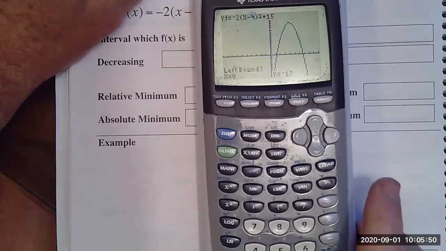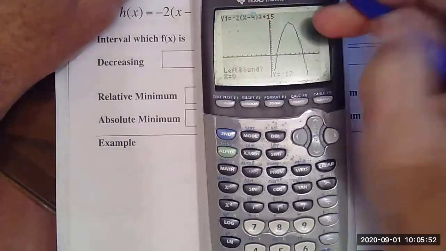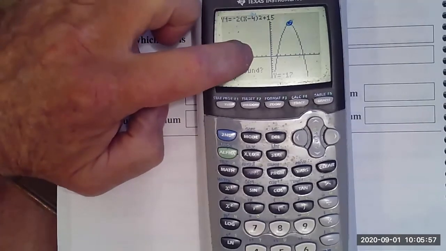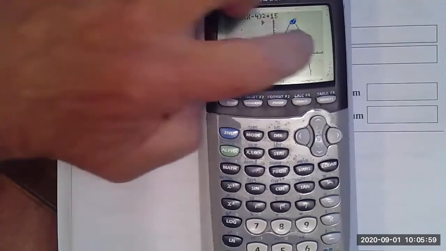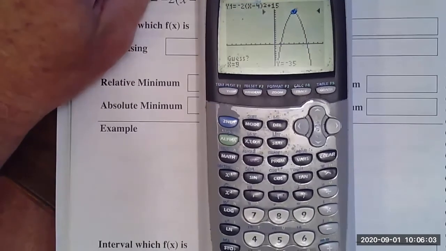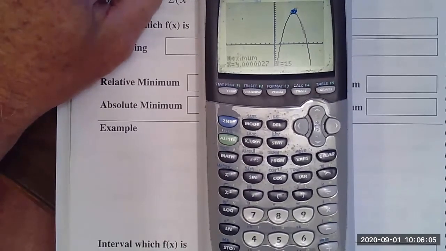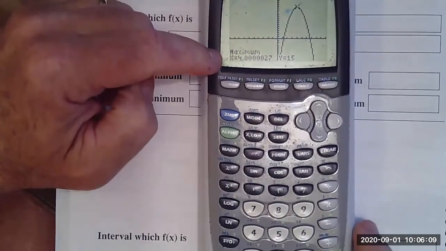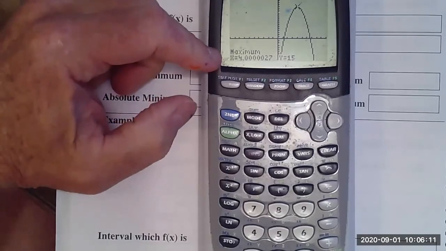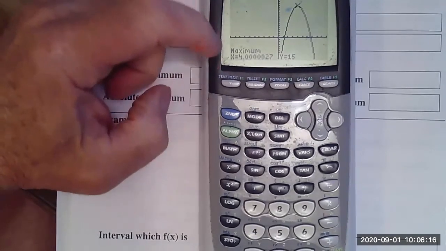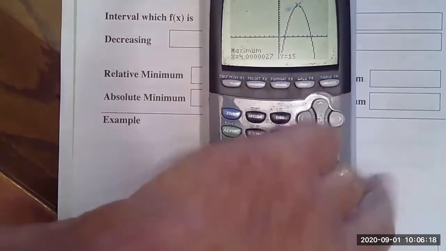Left bound, I'm going to pick something to the left of this vertex right there. I'll pick over here maybe negative 2. Right bound, something over there like 9. I'll hit enter to say okay. And doggone it, they're not giving me what I expect. You're right. I have no idea why they're not just saying 4. No idea. It's supposed to be 4 comma 15.